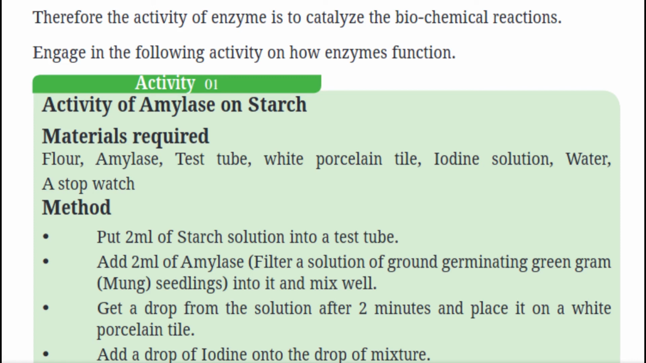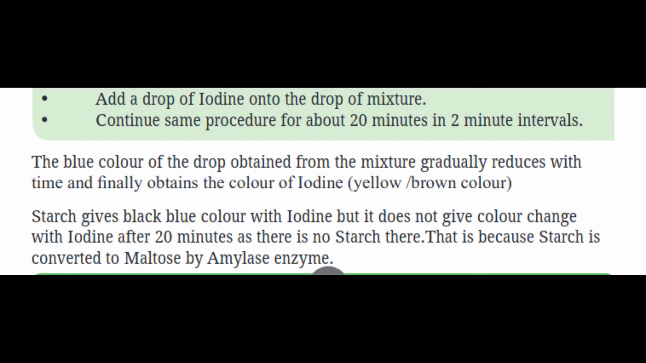Add 2 milliliters of amylase, filtered solution of ground germinating green gram seedlings into it. Mix well. Get a drop from the solution after 2 minutes and place it on the white porcelain tile. Add a drop of iodine onto the drop of mixture. Continue the same procedure for about 20 minutes at 2-minute intervals.